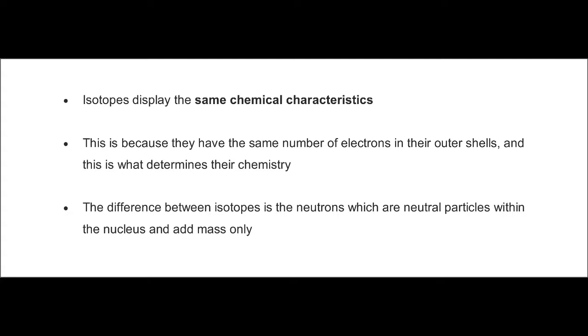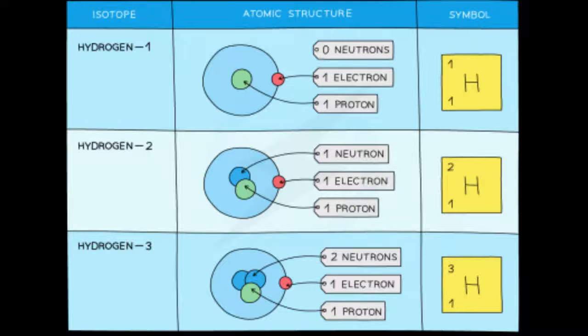Isotopes display the same chemical characteristics. This is because they have the same number of electrons in their outer shells, and this is what determines their chemistry. The difference between isotopes is the neutrons, which are neutral particles within the nucleus and add mass only. This is the atomic structure and symbols of the 3 isotopes of hydrogen.